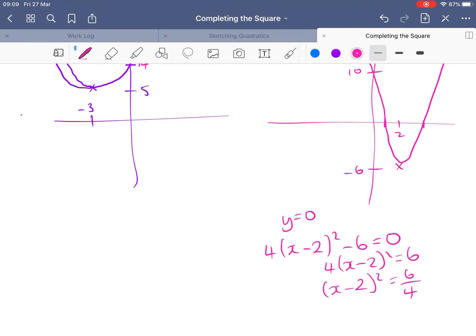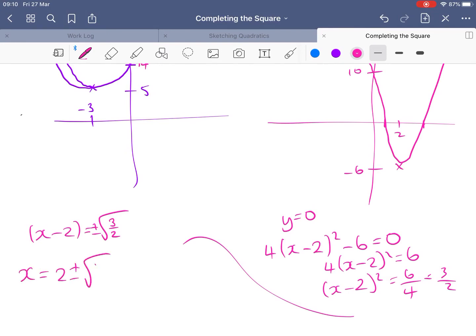Square root each side. Sorry, I'm going to have to go over here now. X minus 2 equals the square root of 6 over 4, which I'm going to tidy up to be 3 over 2. And it's going to be plus or minus, because remember in maths we always have a plus and a minus. So my x is going to be 2 plus or minus the square root of 3 over 2. Sorry, that was a bit of an aside and it went a bit more complicated than I intended. But there we go. So we could actually work out those two values as well by putting those in our calculator.